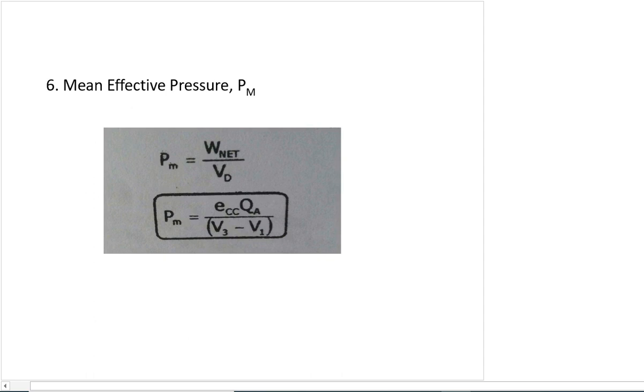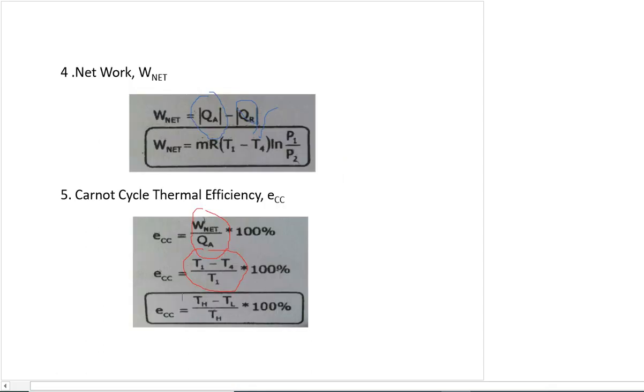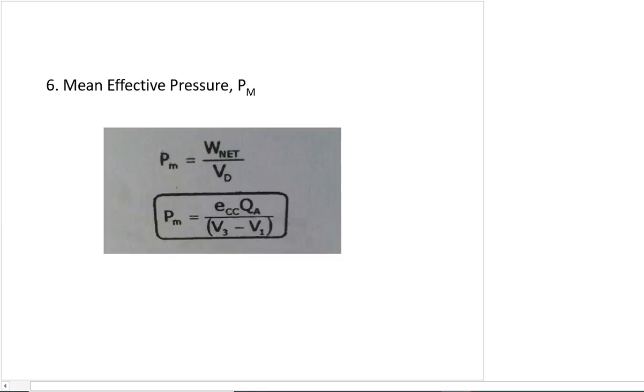Substitute naman po, i-substitute mo yung work net, of course, work net, dito po yan efficiency of the Carnot cycle, ECC, times QA, nandito po yan sa previous, ayan, di ba? Ipunta mo dito yung QA, work net na siya. Okay, then yung sa baba naman, yan yung VD, yung volume displace.